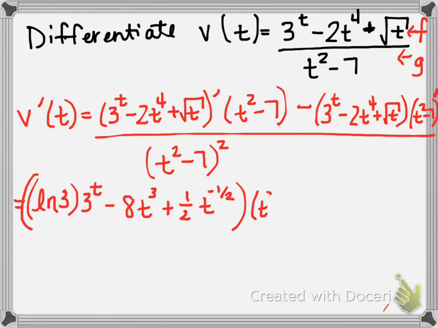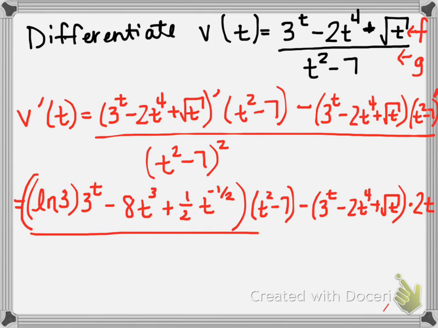Okay, all of that is the derivative of the numerator. So times t squared minus 7. Now, minus 3 to the t minus 2t to the fourth plus square root of t times the derivative of t squared minus 7, which is 2t. All of that divided by t squared minus 7 squared. No derivatives being taken in the denominator here. Okay. All of that is the derivative of v of t.